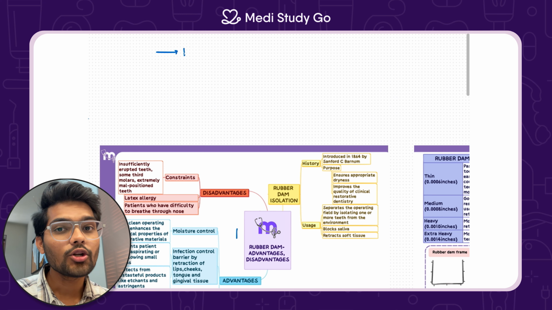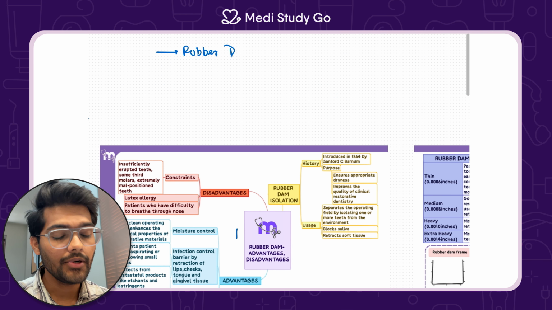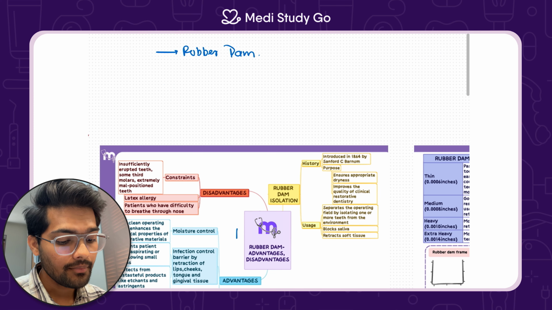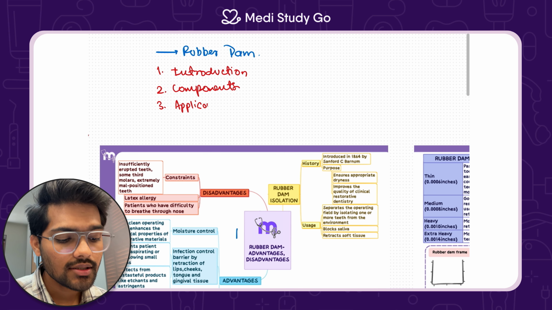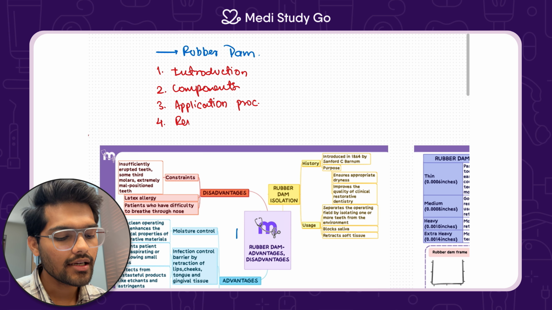Hello guys. So the topic which we are going to learn today is rubber dam. And within rubber dam, there are four important points which we are going to understand. The first is introduction, followed by components, application procedure, and removal procedure. So let's start with the introduction.